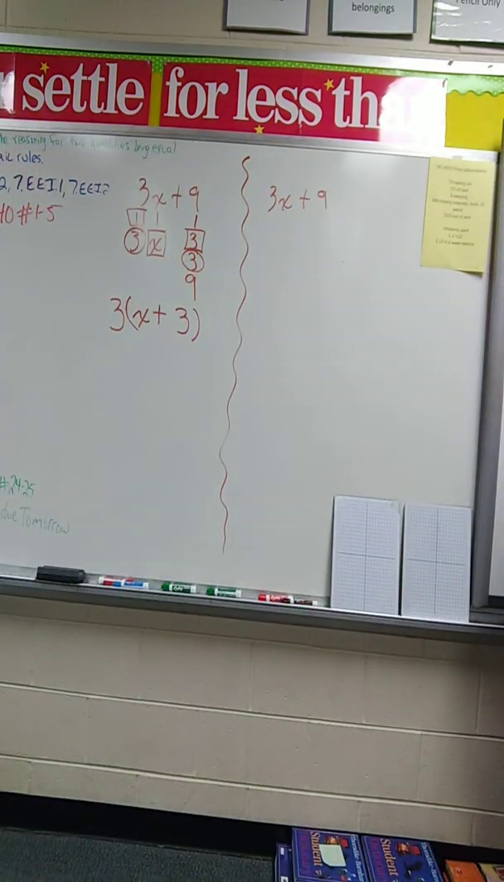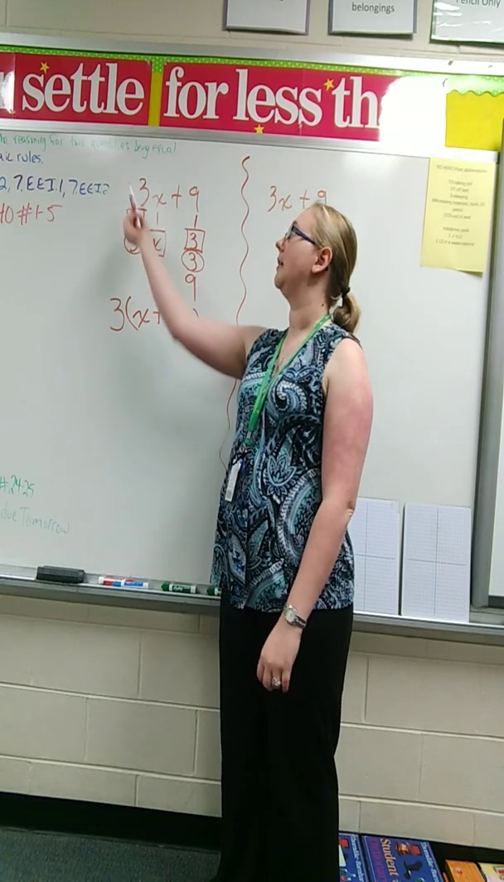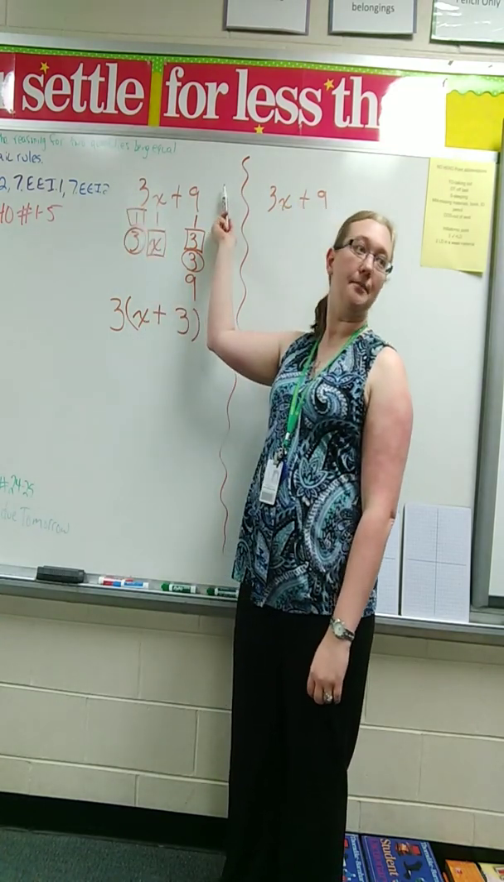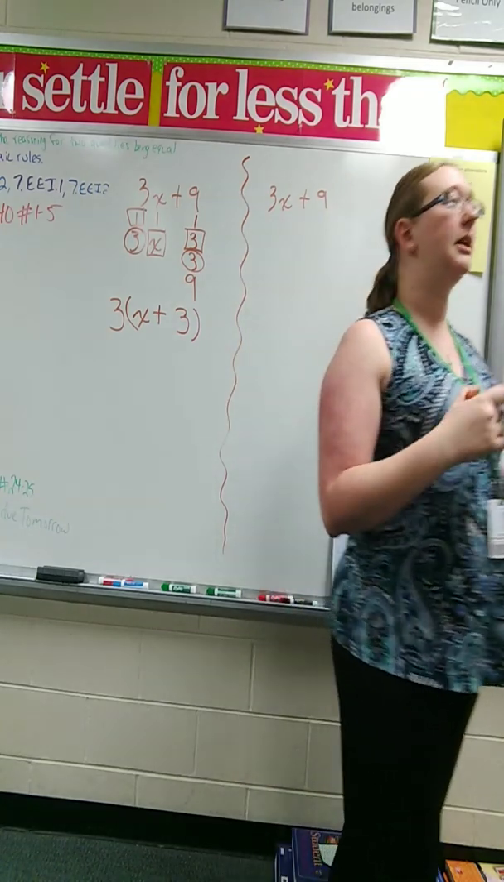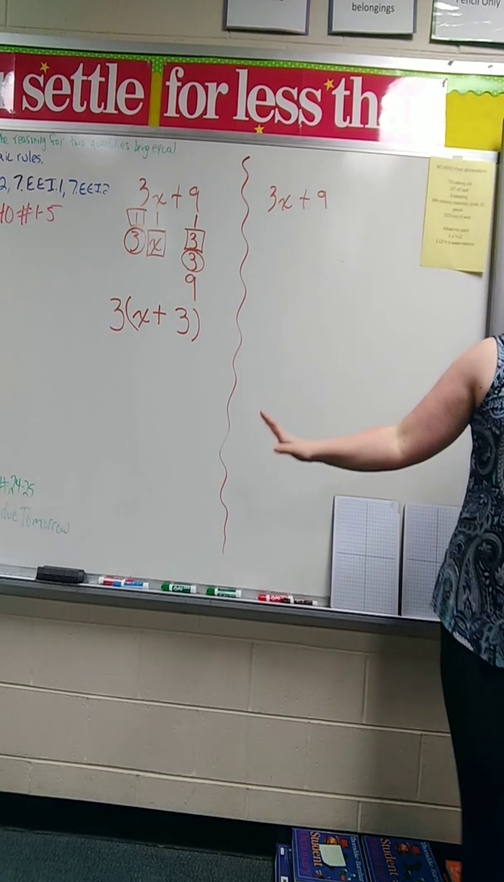If you distribute, do you get 3x plus 9? Yeah. If we distribute this and we say 3 times x, we get 3x, and 3 times 3 gives us 9. So the expressions are still equal to each other, they're just written in 2 different forms. Okay? Any questions on what we've done so far?